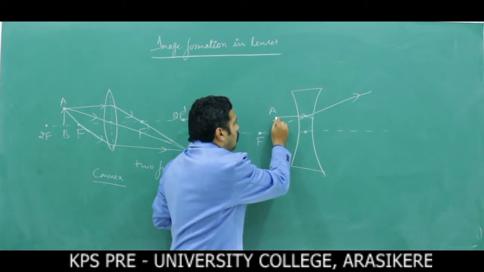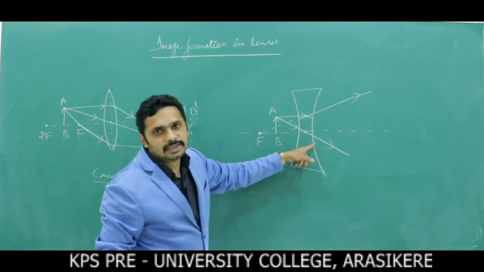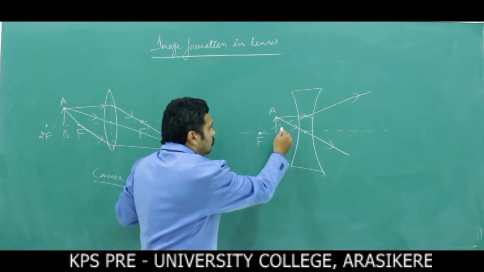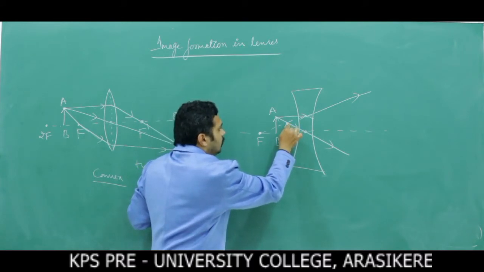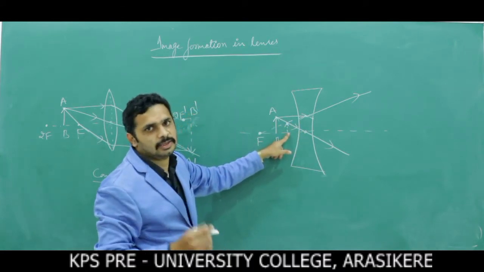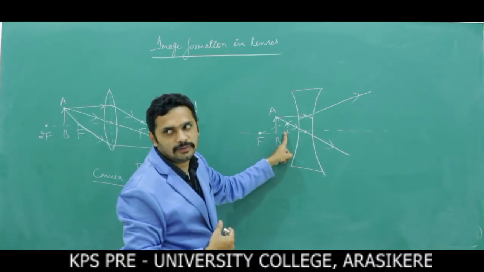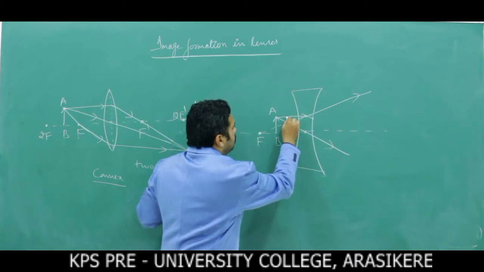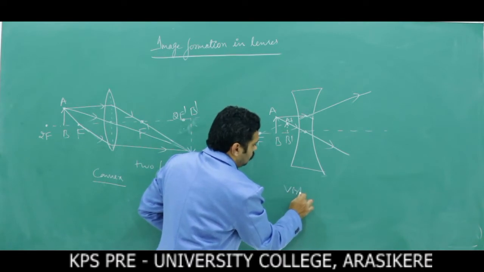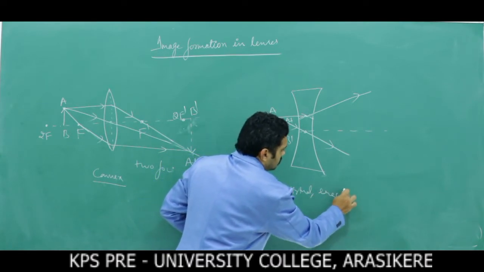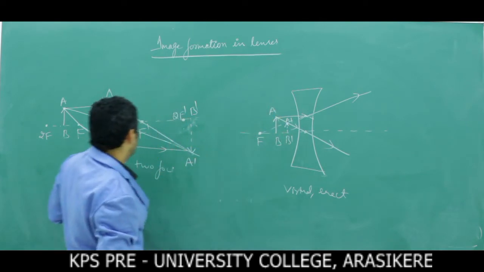Now the ray from the object passes through the optic center. At the optic center the ray is undeviated, it goes as it is. Now here the image is going to form. Look here, this is the virtual and erect image. The virtual is always erect, the real is always inverted. This is A dash B dash. Here A dash B dash is the virtual image. This is a virtual, erect and diminished image. This diminished image is going to form.